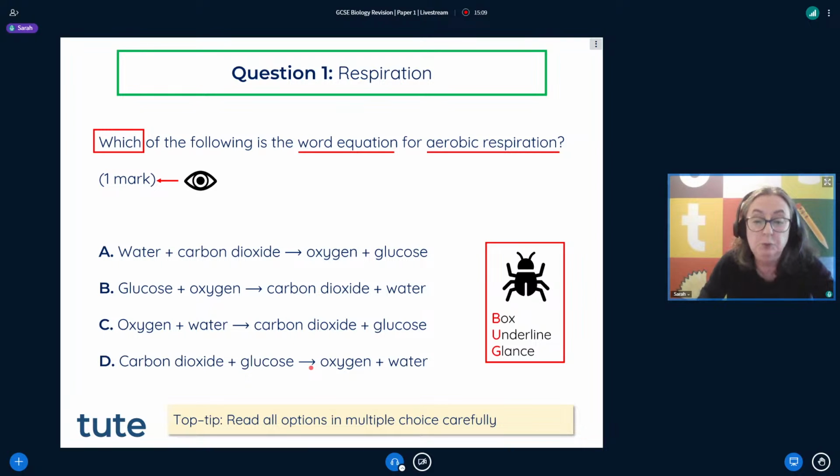So basically what you really want to do is read every single one and make sure that, at the end, you know which one you're going to choose. And of course, the one you want for this one, the word equation for respiration, is this one, which is glucose plus oxygen goes to carbon dioxide and water.